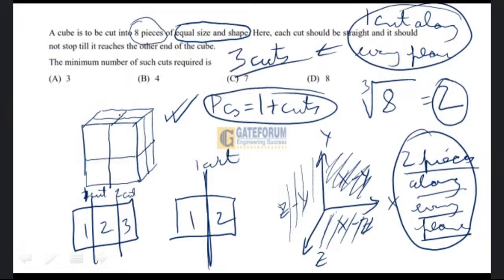And you see here also, in the diagram we showed, this is cut number 1. This is cut number 2. And this is cut number 3. And if you notice, they are along the 3 different planes, right? So that is how it happens, and the correct answer, of course, is 3 cuts. Hope this was understood.